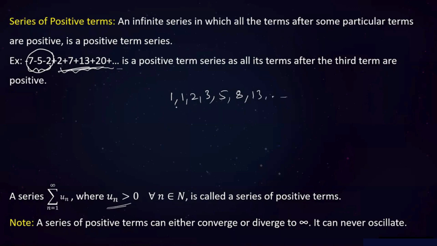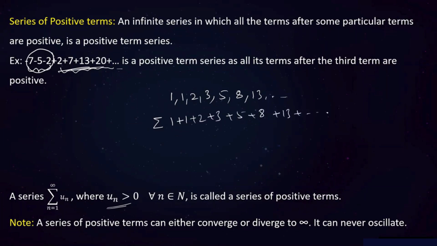These are all numbers from a sequence, as you know. If you add all these terms, that's going to be a series. So what will be the series here in this case? It is 1 plus 1 plus 2 plus 3, and so on. You can write it like this. If you add all these terms, it's going to be a series.